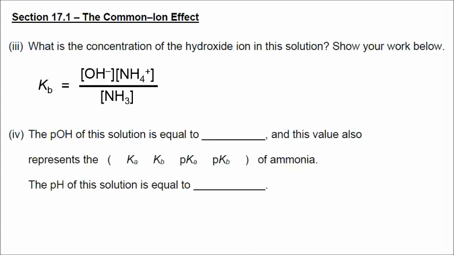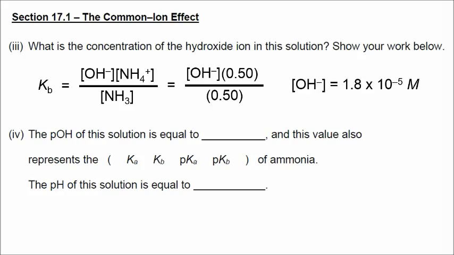When we set up the expression for Kb, we plug in the values that we have. The concentration of hydroxide is equal to the Kb, 1.8 times 10 to the negative 5. So that is the pOH, 4.74 is the negative log of that number. That is equal to the pKb of ammonia.